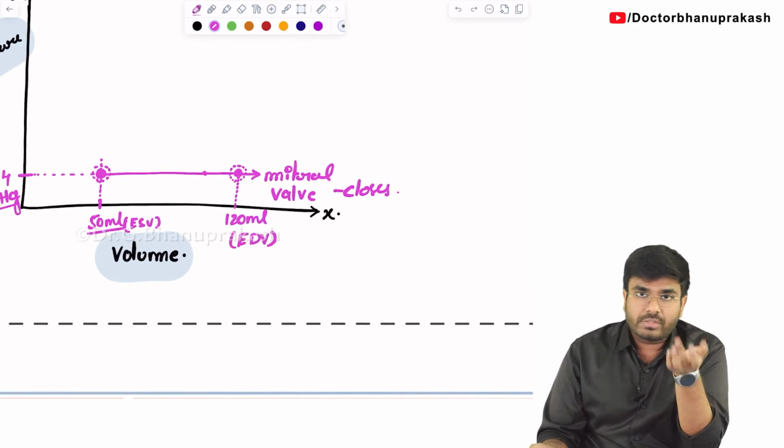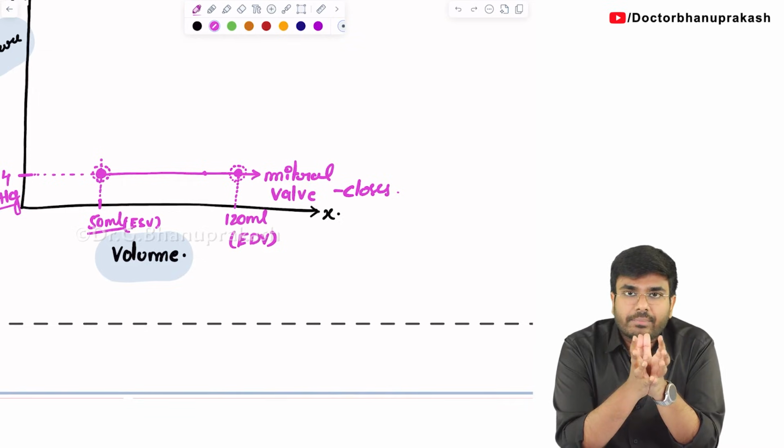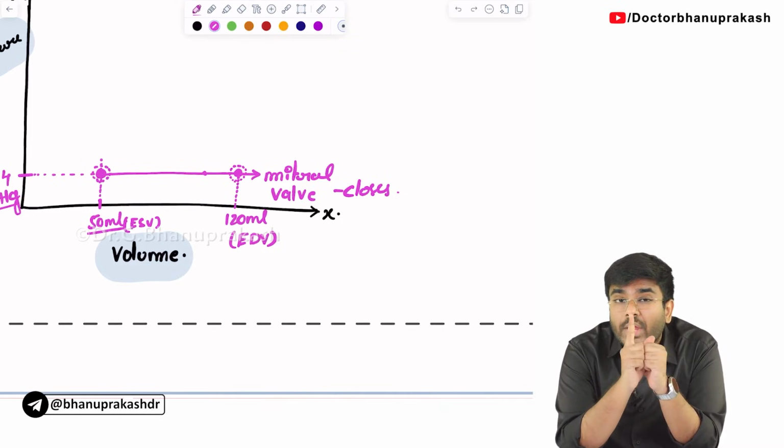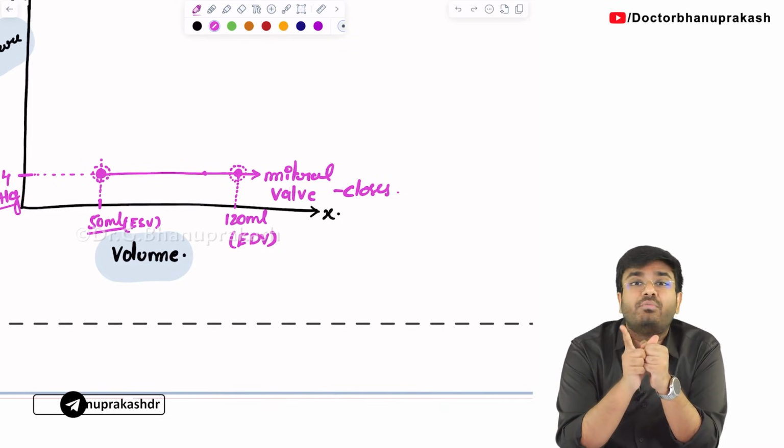Now the mitral valve is closed. Now what is the ventricle doing? The ventricle is contracting. So that is isovolumetric contraction. The pressure in the ventricle is going to rise from where to where? From 4 to 81 mmHg.